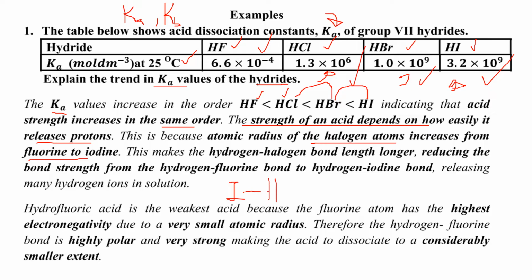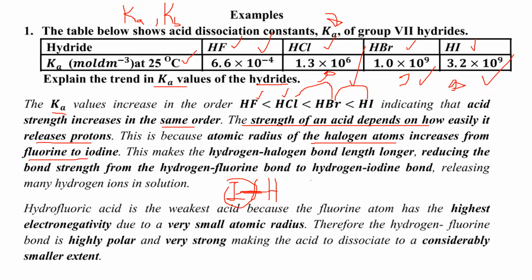That means that in hydrogen iodide, the length of the bond between hydrogen and iodine is going to be long, because this iodine, to bond with hydrogen, its atomic radius is very big. So that means that the bond is long, and we say that when the bond is long, it makes it weak. And if the bond gets weaker, it is easily broken in solution to release very many protons.